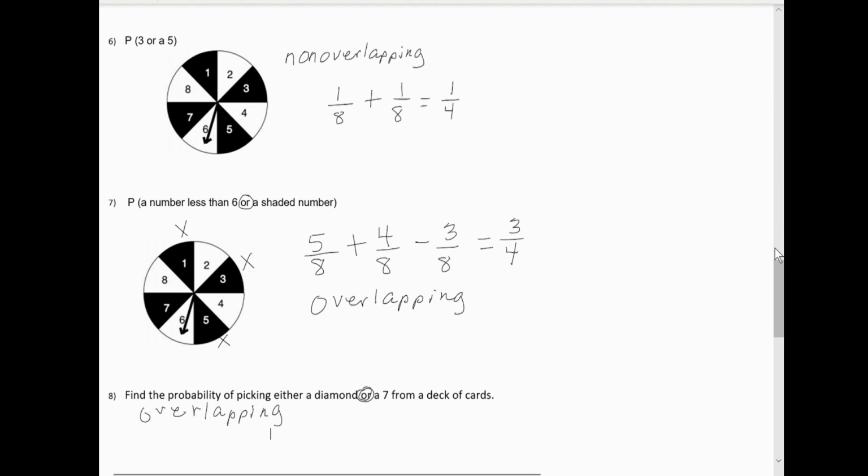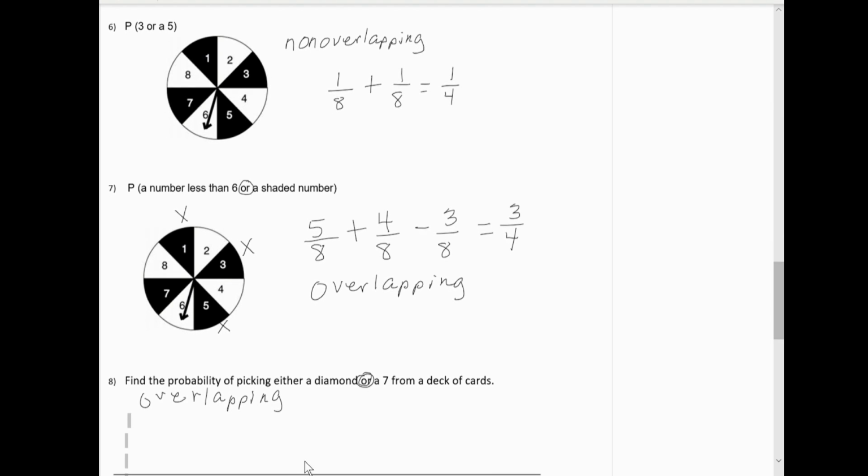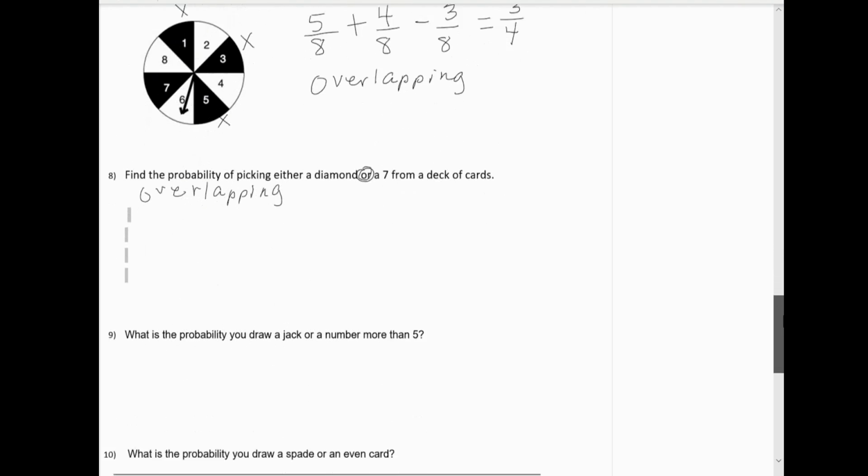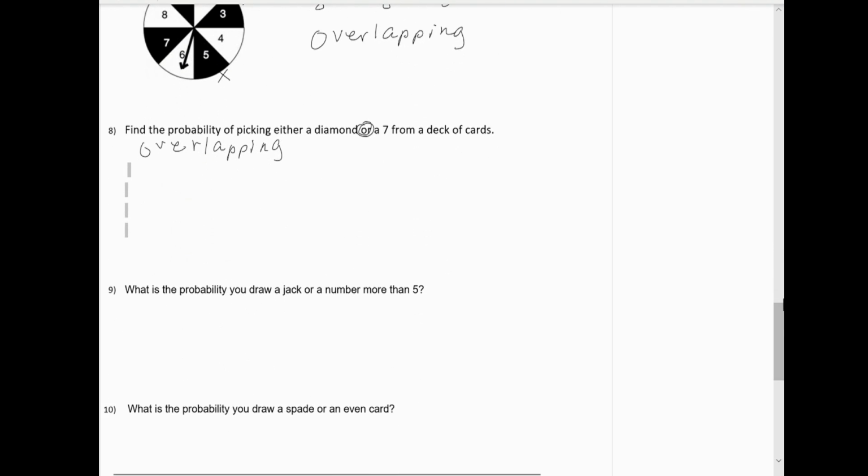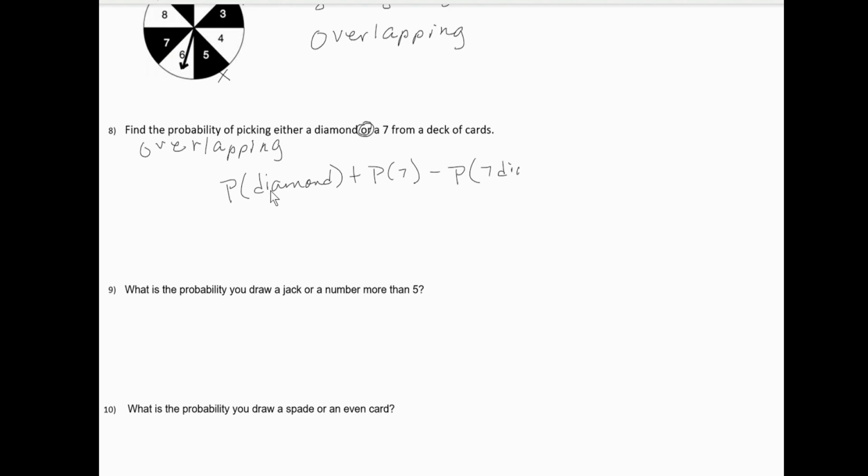So I want the probability of getting a diamond, and then also the probability of getting a 7. I'm going to add those together and then subtract off the overlap. Let me write this out here. The probability that I'm going to have a diamond, add to that the probability of getting a 7, and then subtract off the probability of getting a 7 of diamonds.